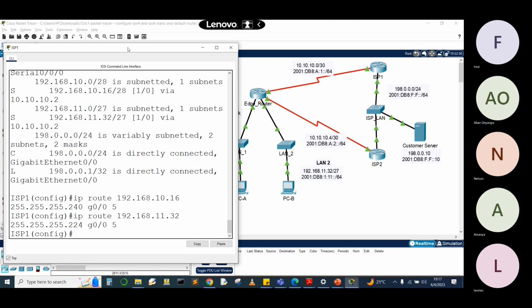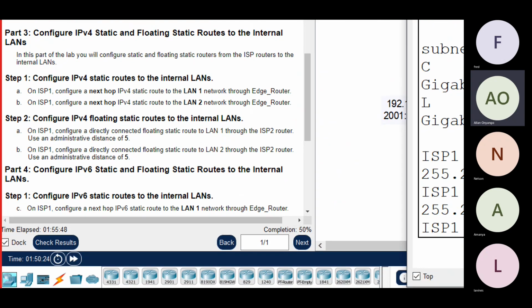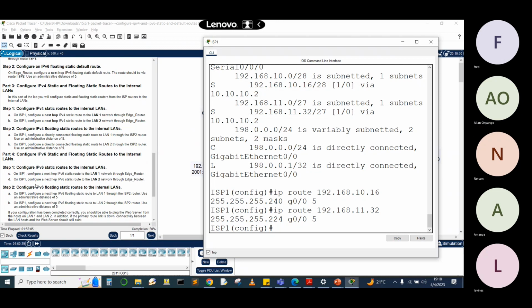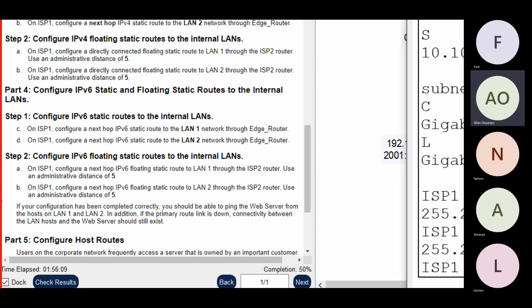All right. And so having configured that, ladies and gentlemen, up to there, I hope you're going to do it the same way. We have done 50% of this activity. All right. So let's move on swiftly to part 4. And then we go to the last part, which is part 5. So let me just zoom this in so that we see what part 4 has for us.